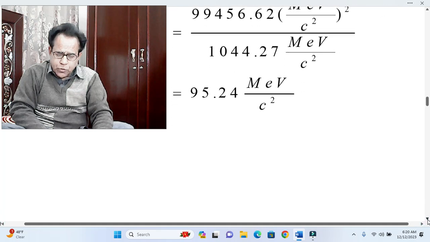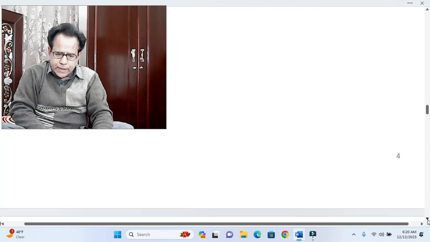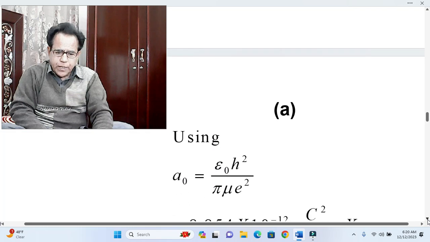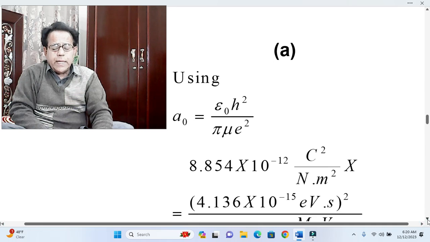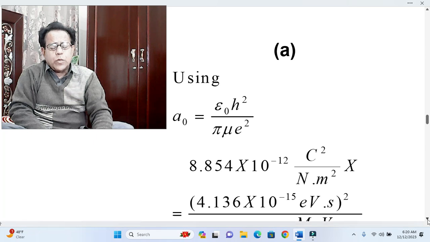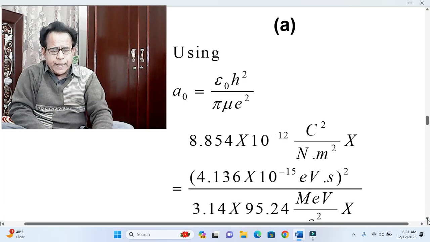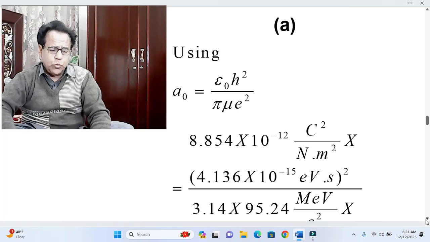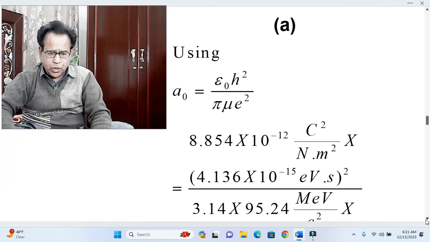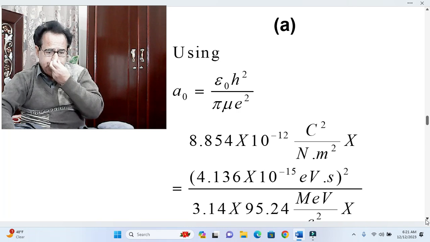Now we are moving to the next requirement, part A. Actually, dear students, that was a compulsory calculation. Part A is this which we are now going to start. Part A, using the expression which was included in the snapshots included in this problem, using a naught equal to epsilon naught h squared over pi mu e squared.